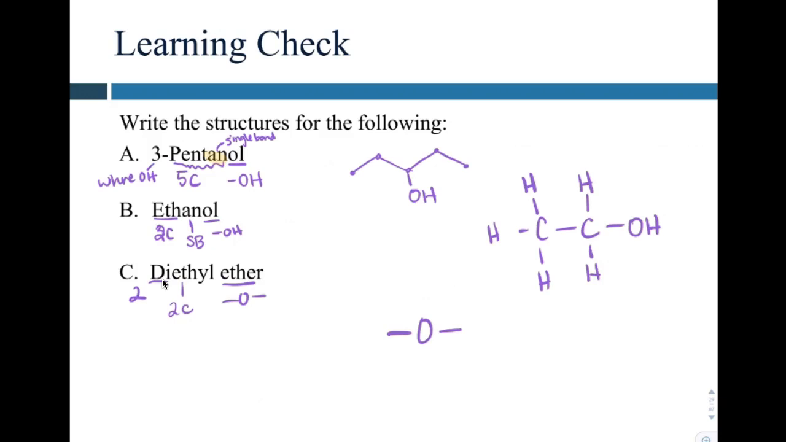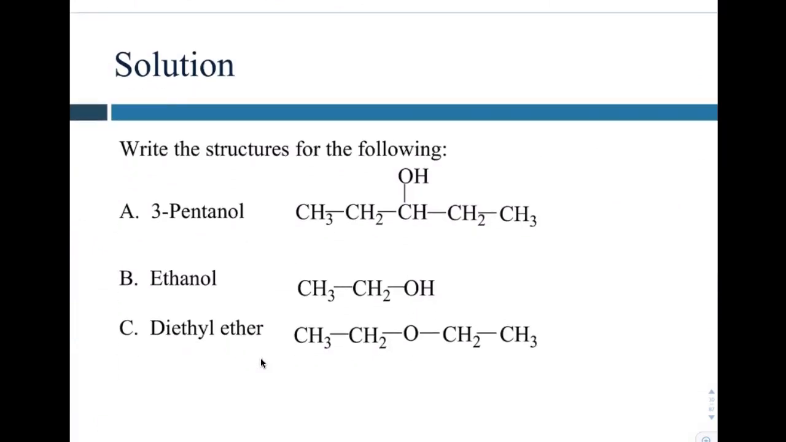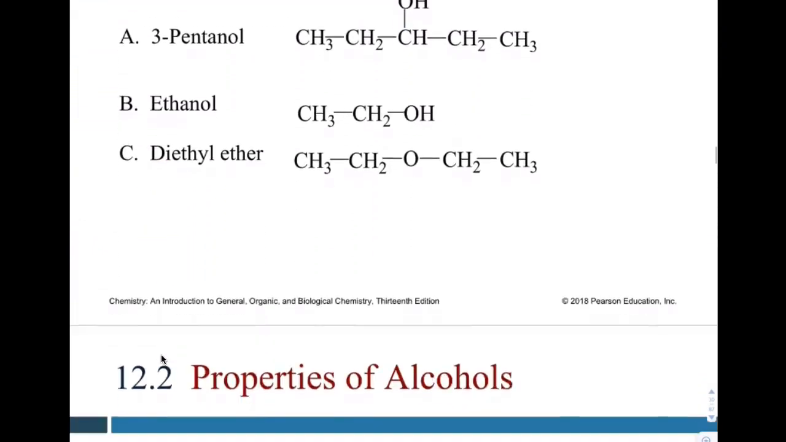And so if I'm doing a condensed structure here, I have a CH2, CH3, that's an ethyl, 2 carbons. And here I would have a CH2, CH3. Remember, a CH3 is for your outside, CH2 is on your insides. And so I have 2 ethyls on either side of my oxygen, making it an ether. Okay, so here are our structures.